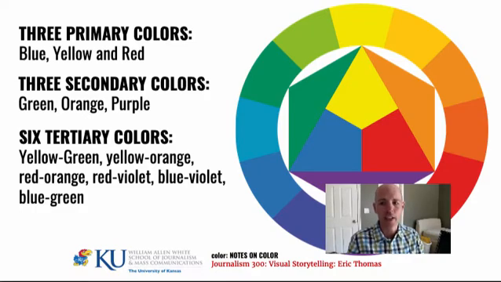We start seeing yellow and red being blended to make orange, and red and blue being blended to make purple, and so on. Those are called the secondary colors, right? And then as we move to the outside, we start seeing the tertiary colors, right? The colors that are blended from the primary and secondary colors to make yet even more colors.